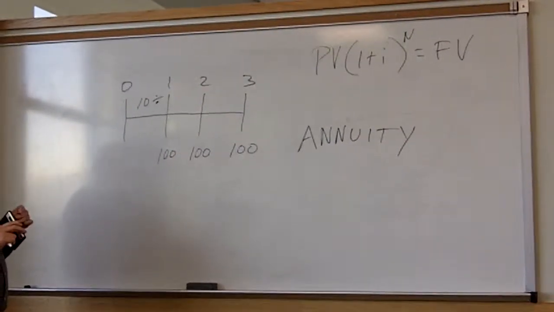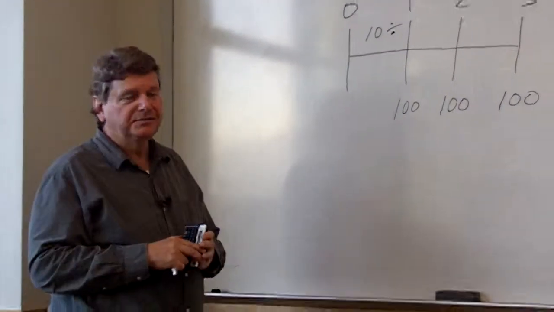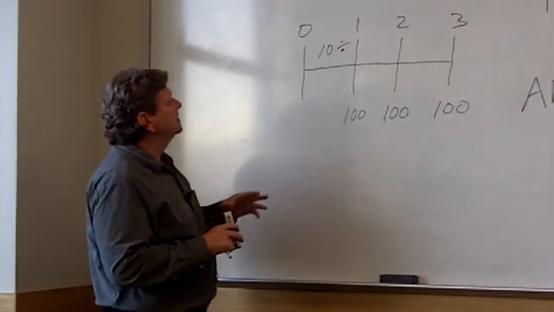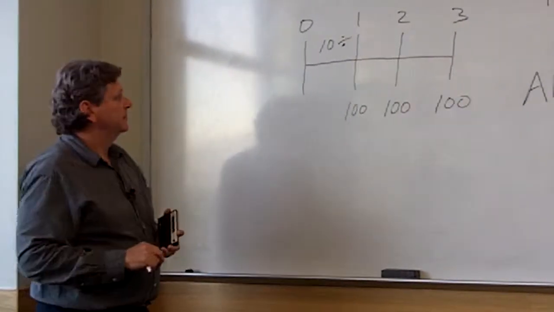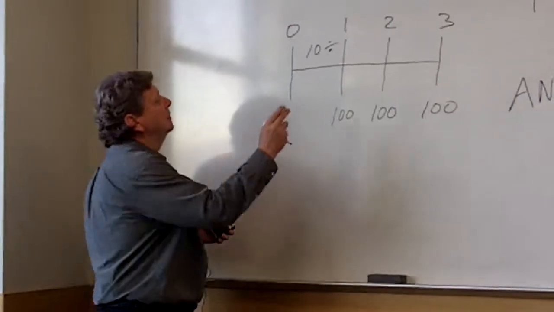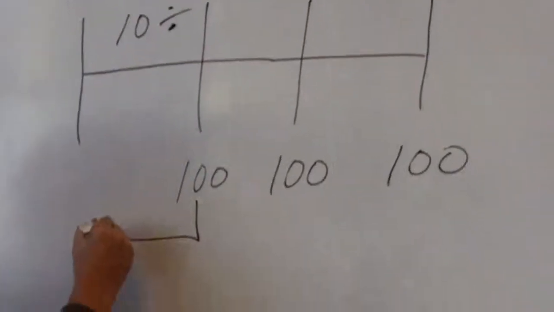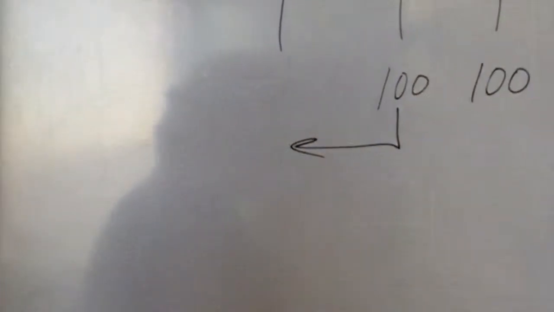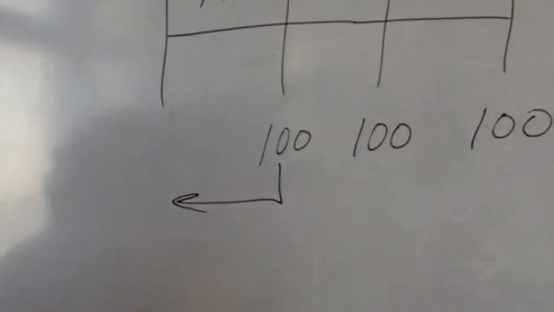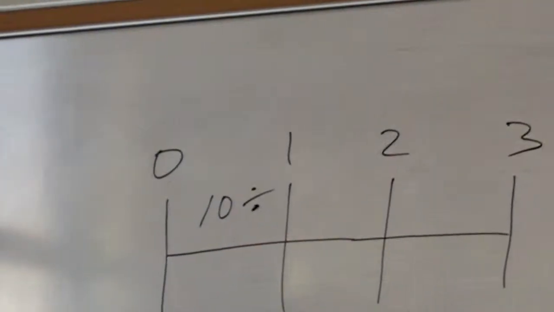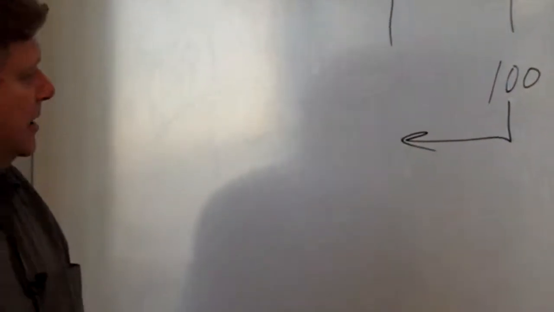First of all, let's review how we did this the horse and buggy way. To find out the present value of these cash flows, we're going to have to do it one at a time. We've got $100 at the end of period 1. What's the present value of $100 received in one period? Well, $100 is the future value, I is 10, N is 1, and we solve for present value: 90.91.